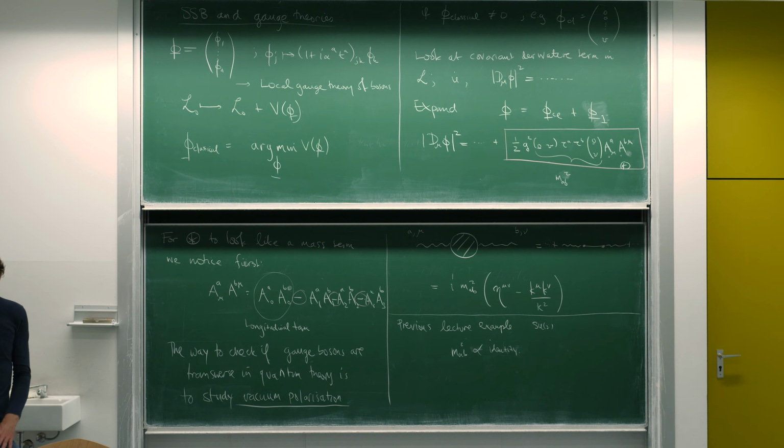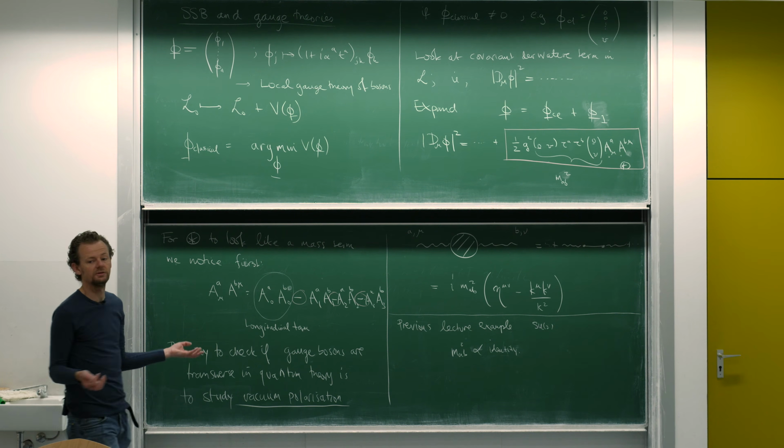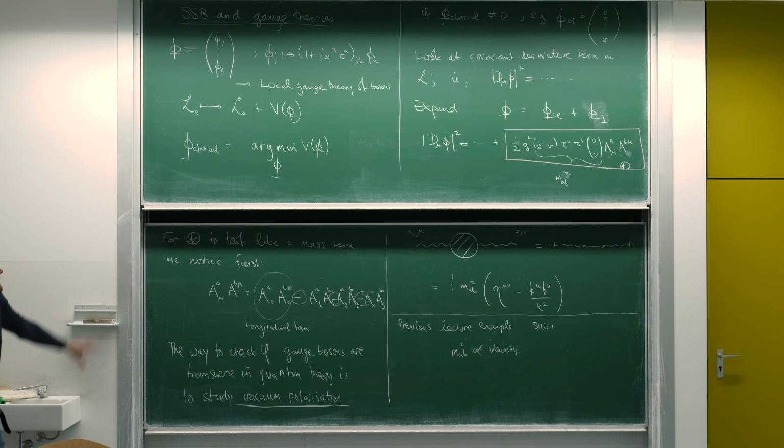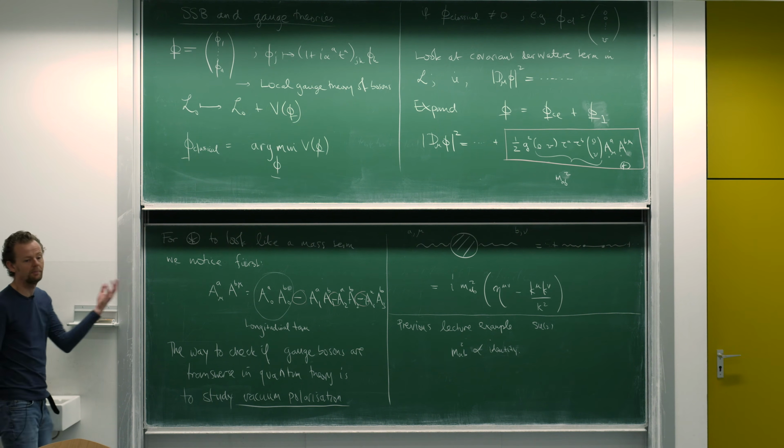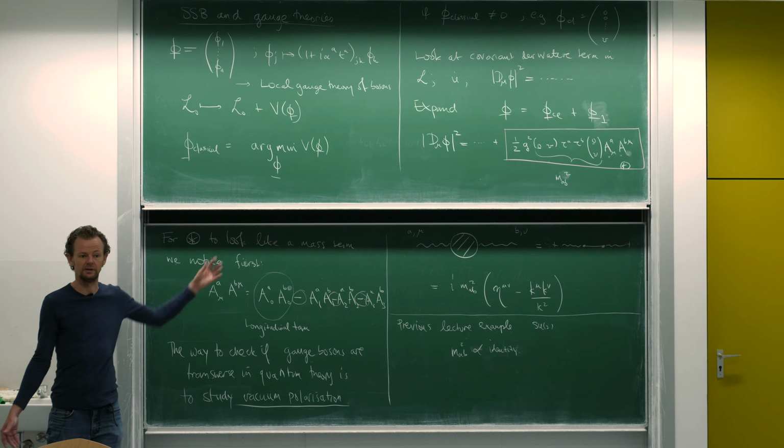Now, I'll just give a short sketch of how this is applied to theories where there are massive and massless gauge bosons, and how does that work within this general framework here? How is it possible to give some bosons a mass and some not a mass by this mechanism?